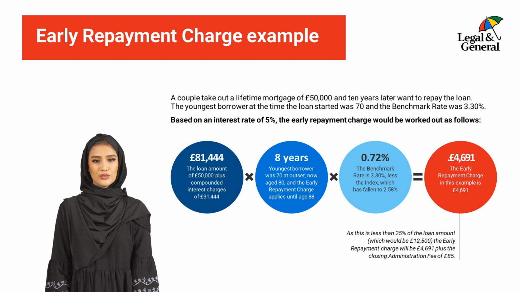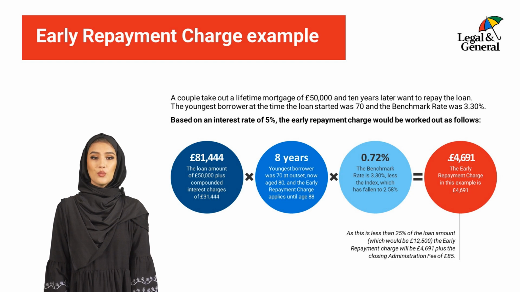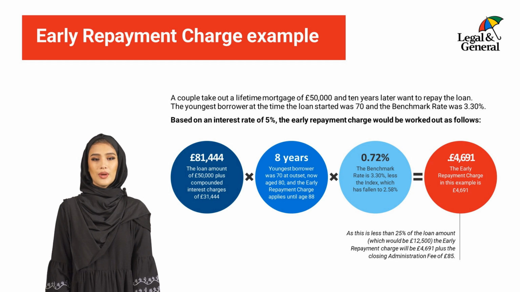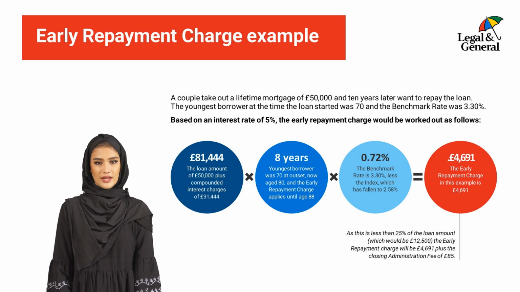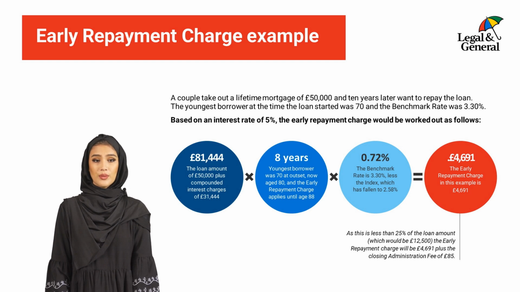By multiplying the three pieces of information together, we can calculate the ERC as £4,691, plus a closing administration fee of £85. Remember, customers will never have to pay more than 25% of the amount borrowed as an ERC. If you would like more information, please refer to the ERC guides under key documents on our website.